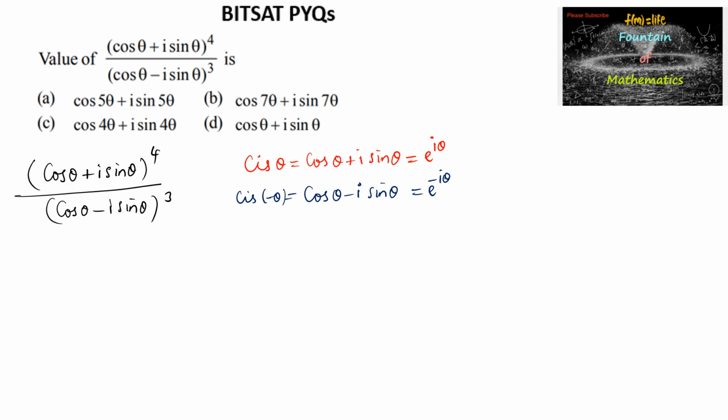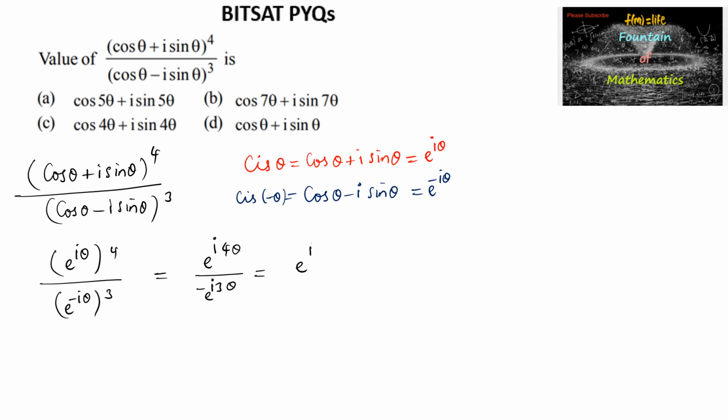Let us apply here cos theta plus i sin theta, that is (e to the power i theta) whole power 4 divided by (e to the power minus i theta) whole to the power 3, which is e to the power of i 4 theta by e to the power of i minus 3 theta.